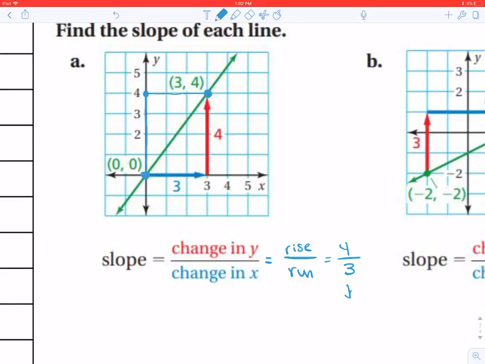Or if you simplified it down, 1 and 1/3. So 4/3 and 1 and 1/3 both represent the slope of the line. It's the rise over the run. But we're not going to put it in mixed number form. We're going to keep it as 4 over 3. So for every time it rises 4, it's going to move over 3.